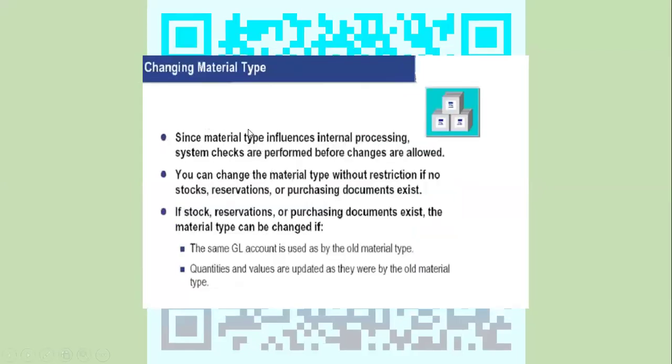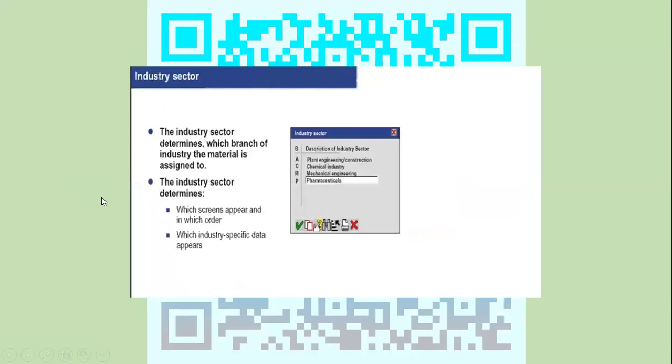Material type groups together materials that have attributes in common. As I told you, it's a family. Material type influences internal processing. System checks are performed. As we've seen, it gives you fields that are mandatory or optional. You can change material type without restriction if no stocks or purchasing documents exist. If they exist, then you'll have to make the material value 0. So GL accounts have to be made 0 or reconciled. Industry sector, as I've already told you, these are different industry sectors. We'll be working with one of these, or we'll make one of our own.